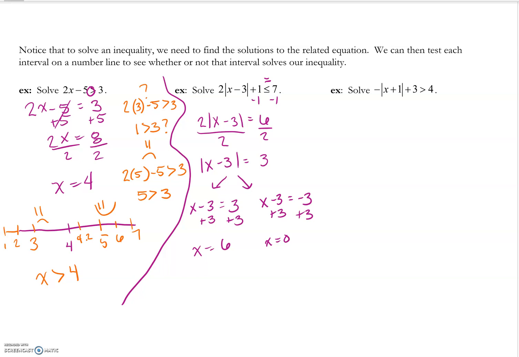So now, again, I don't know if the values that satisfy the original inequality are in between 0 and 6, or if they're bigger than 6 or less than 0, so I have to test my solution on a number line. 0 is smaller than 6, so I'm going to put that to the left. Then I'll pick numbers in each of these three different intervals and test them. A number smaller than 0, we'll call negative 1. A number in between 0 and 6, let's call that 3. And a number bigger than 6, maybe we'll say 7.